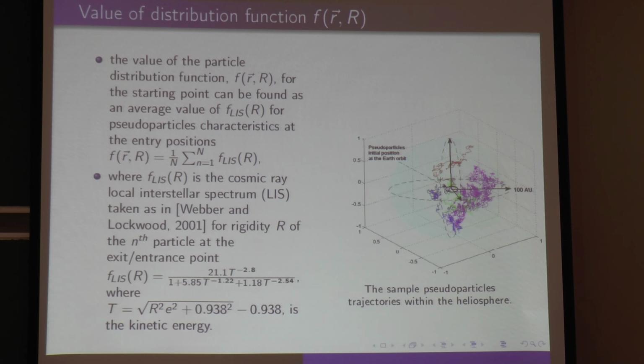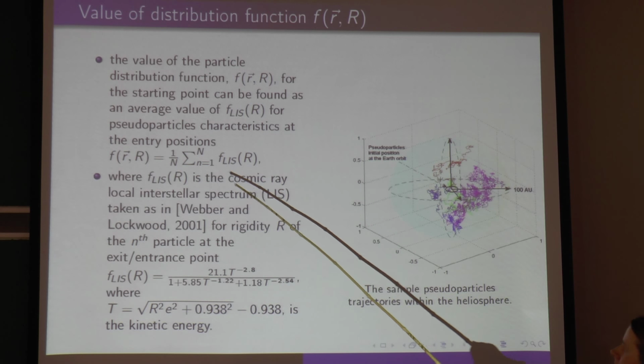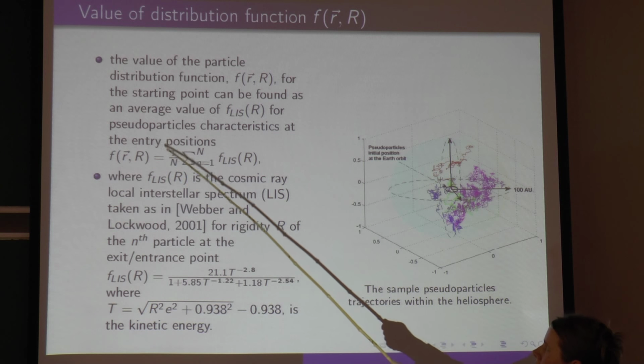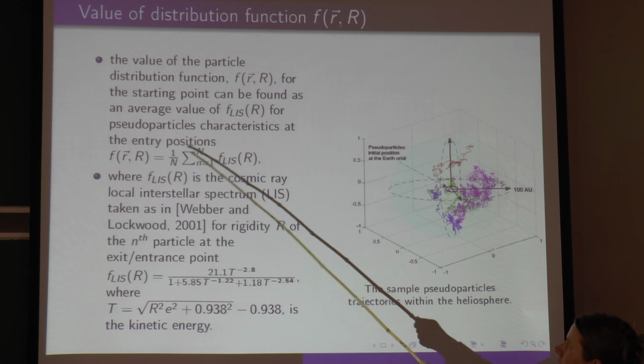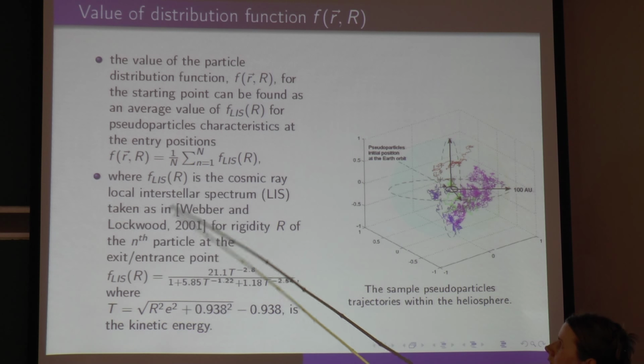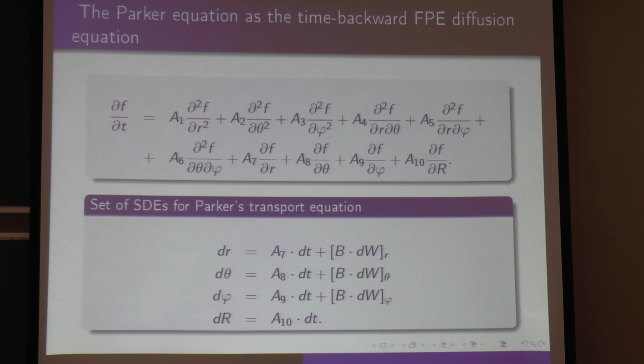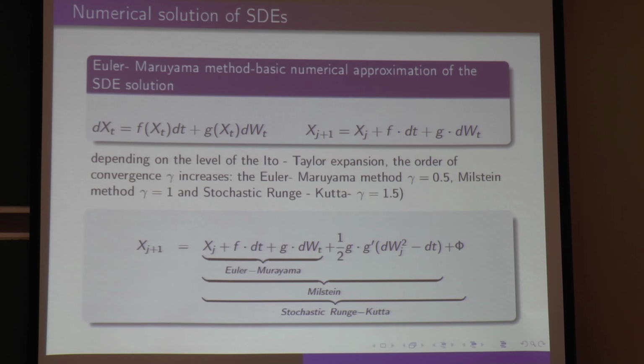A few words about the solution. As a solution, we find the average distribution function, which is this average over different pseudoparticles, and F is the cosmic ray local interstellar spectrum, unmodulated, so beyond the heliosphere. And this is a function of kinetic energy in this form. So this is what we want to do.